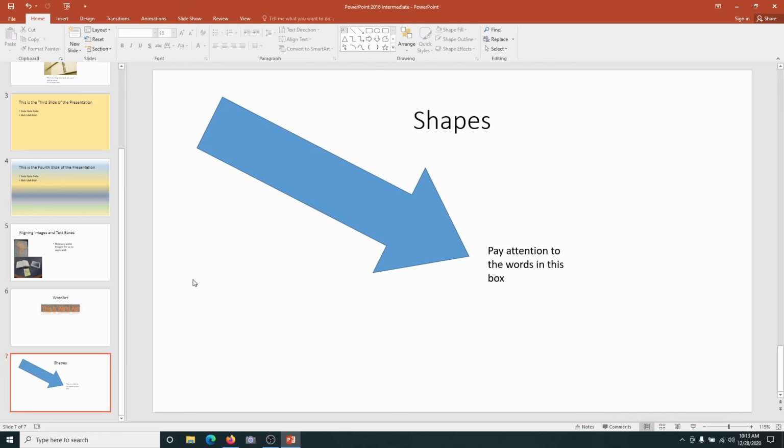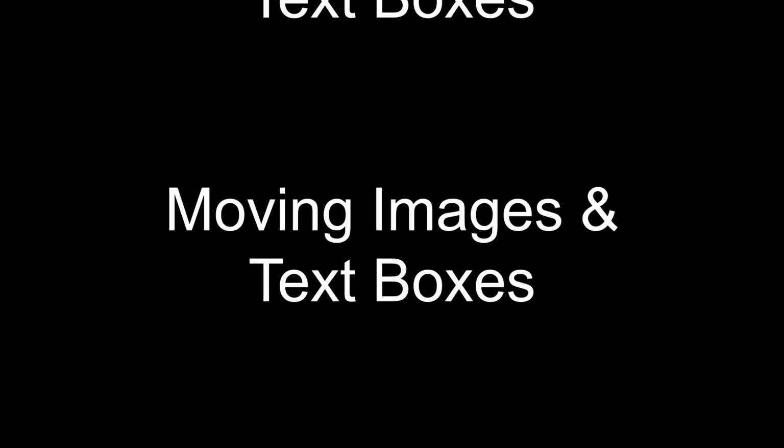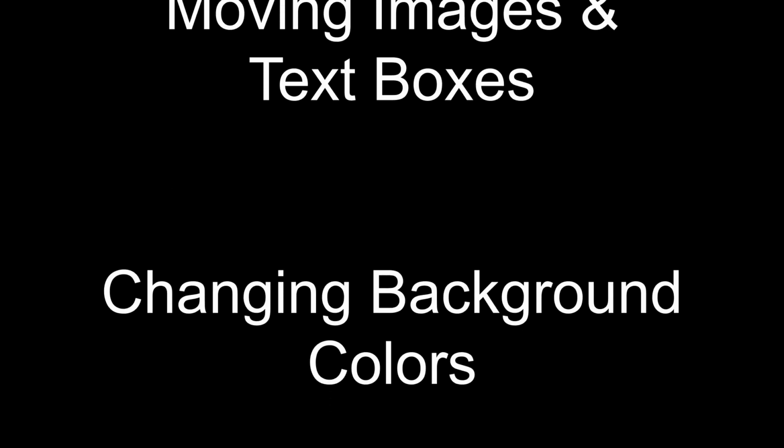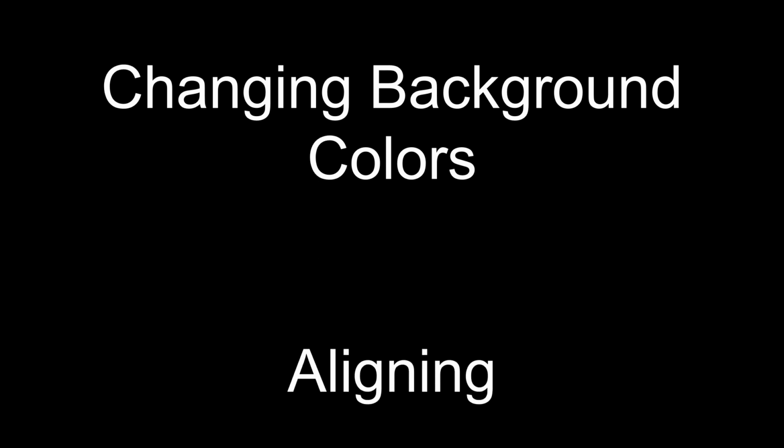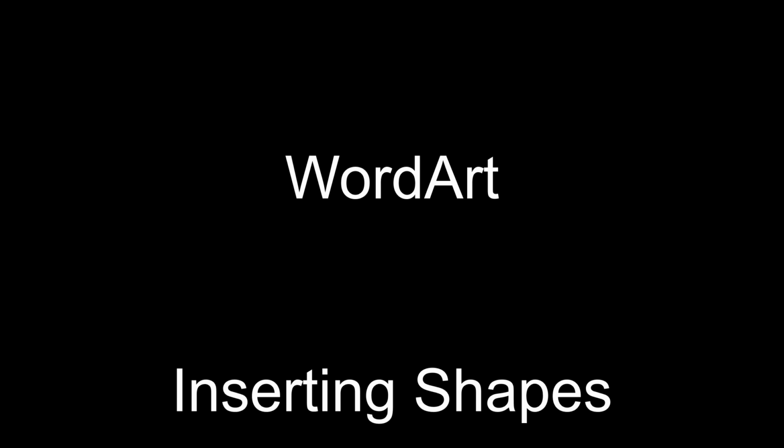And that's it for PowerPoint 2016 Intermediate Part 1. The summary of today's contents includes inserting images and text boxes, moving those images into text boxes, changing the background colors, aligning, using WordArt, and inserting shapes.